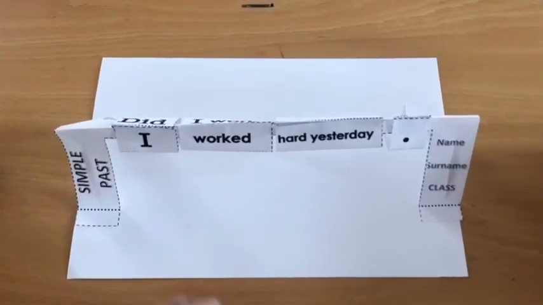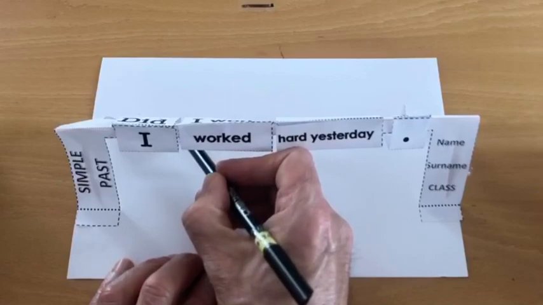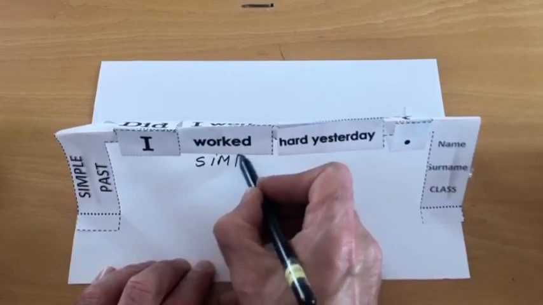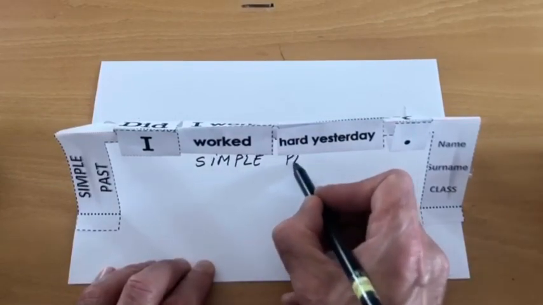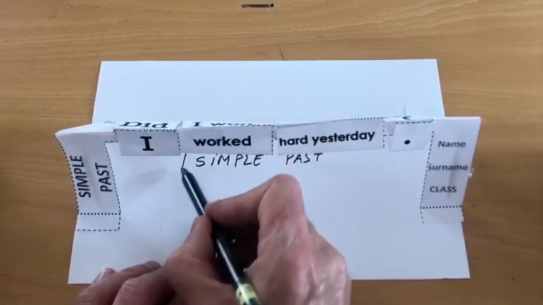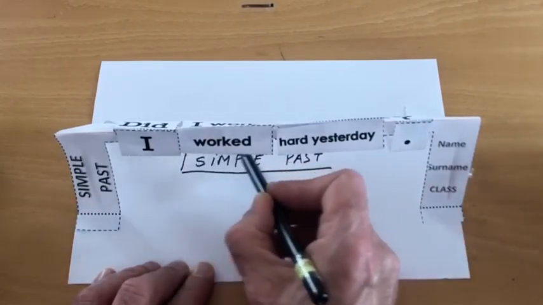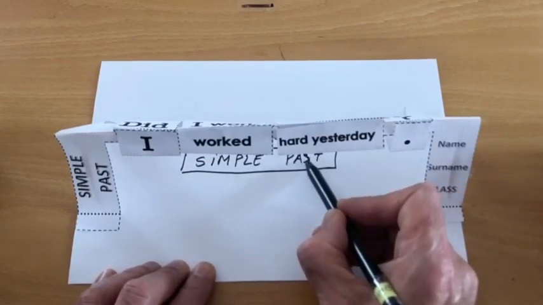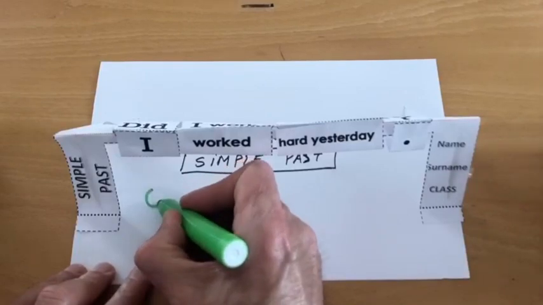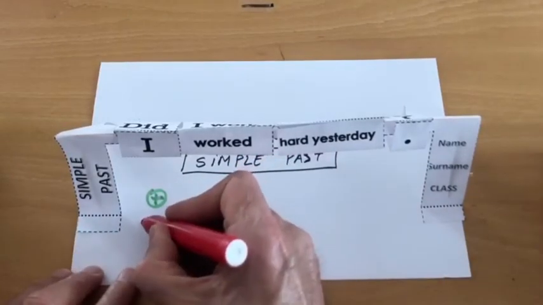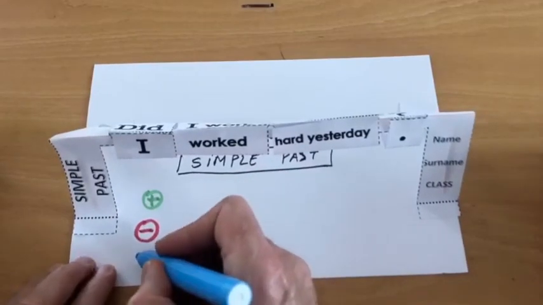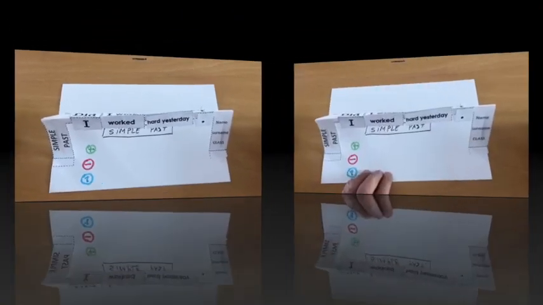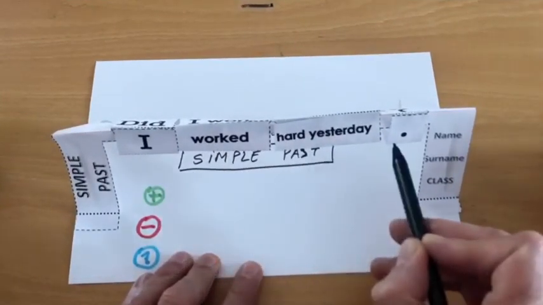First thing to do is write the name. The title, simple past, and a big rectangle. Simple past. Then the 3 symbols, affirmative, negative, and interrogative. And then we copy. I worked hard yesterday.